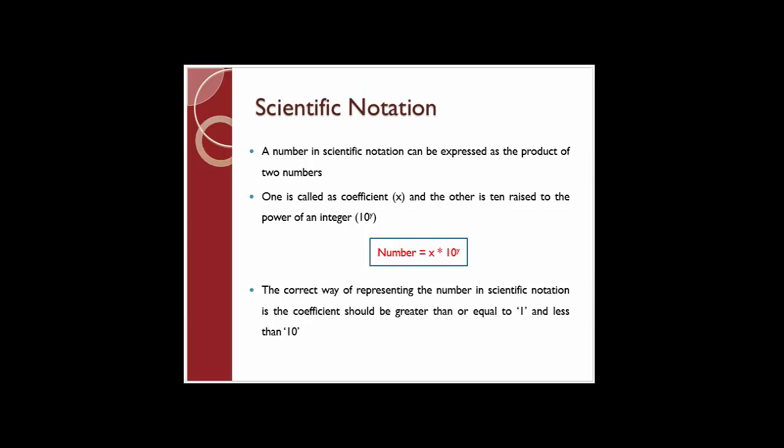A number in scientific notation can be expressed as a product of two numbers. One number is called the coefficient, which is x, and that coefficient is multiplied by 10 raised to the power of an integer. This number is always 10 raised to the power of an integer y, and that y value could be positive or negative. So for example, I can write a number as 3 times 10 to the power 6, which is a proper way of expressing scientific notation, or 1.6 times 10 to the power negative 9.